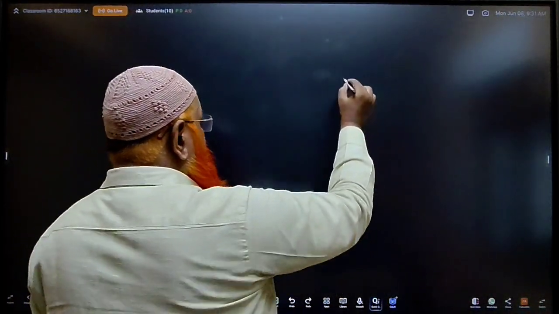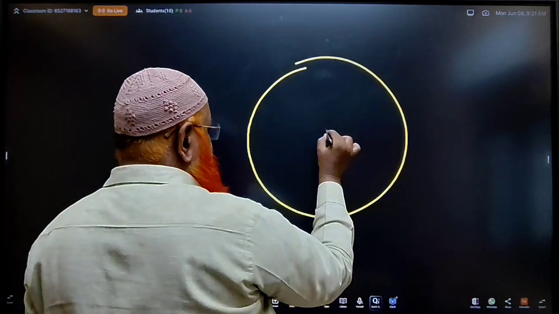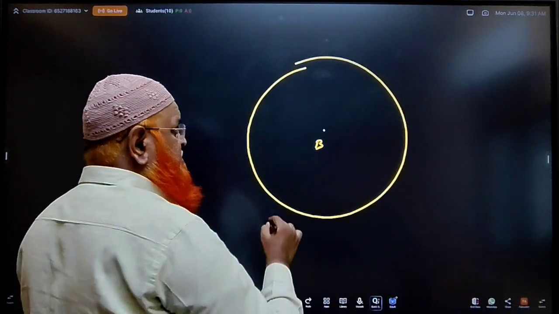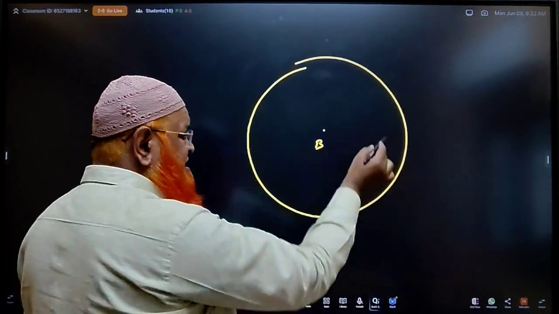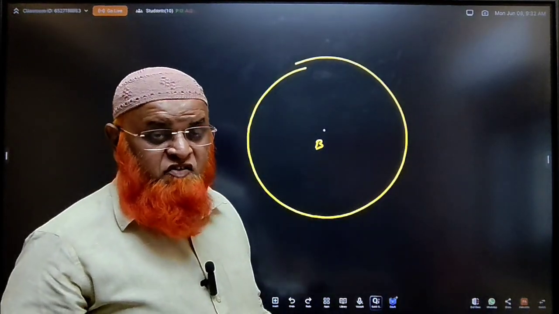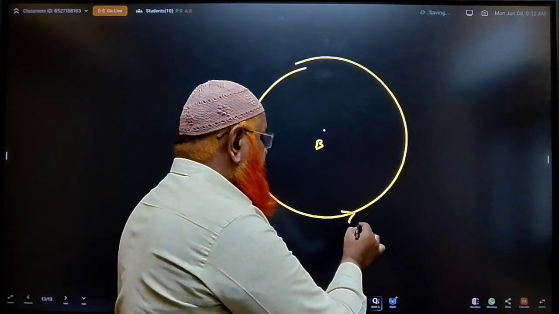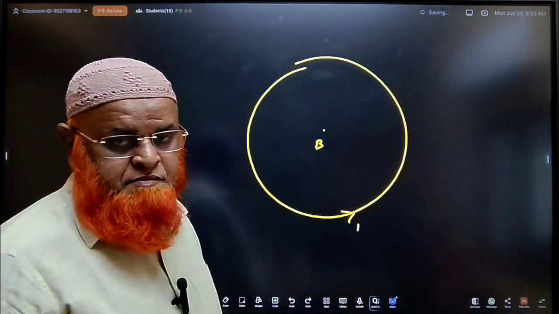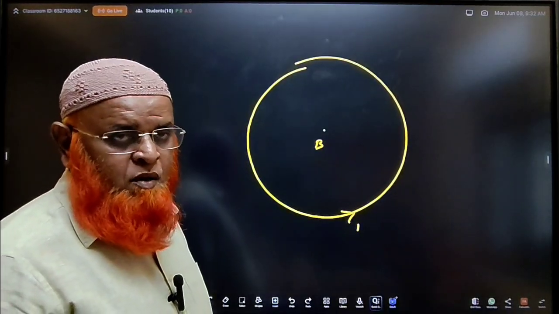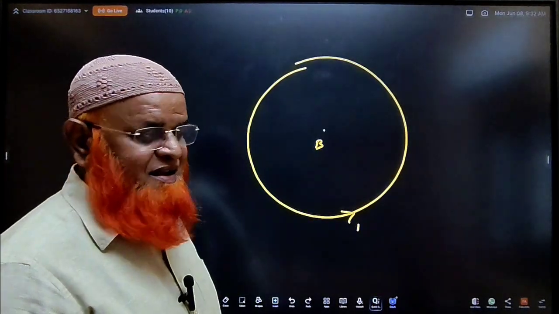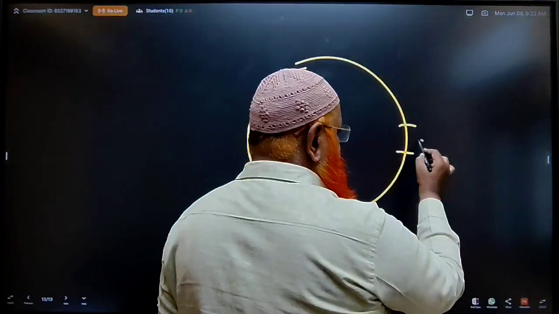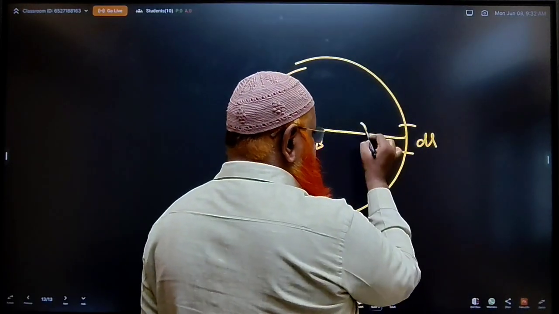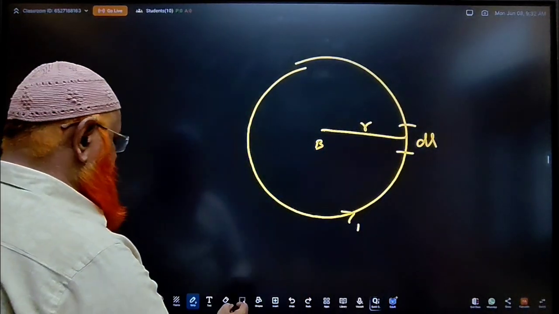So just hear now: what is the magnetic field at the middle because of a complete circular wire? Take a circular wire. If a circular wire is having current I, what is the magnetic induction at the middle? So I will select the smallest part here whose length is dl and the radius is r. I will apply Biot-Savart law on this.